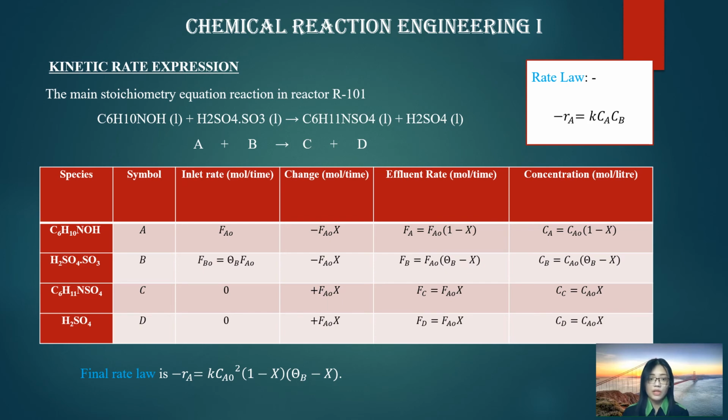First, a stoichiometric equation of the rearrangement reaction is needed. Species A is taken as basis, and the rate law, r equals k CA CD, is obtained after calculating the reaction stoichiometry. The inlet rate, change in rate, outlet rate, and concentration are all shown in the table. The final rate law, r equals k CA0 squared times (1 minus X) times (ΘB minus X), is obtained by substituting concentration into the rate law.